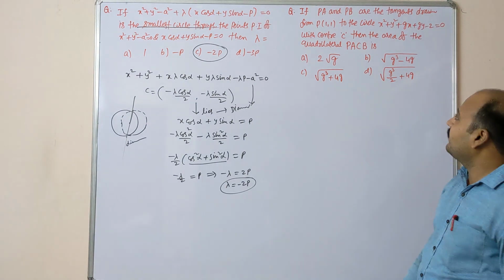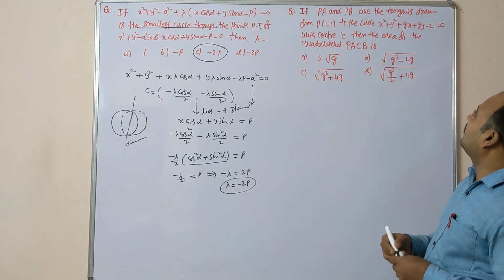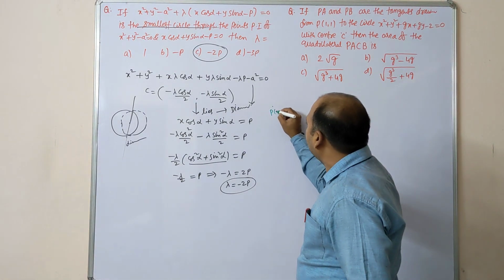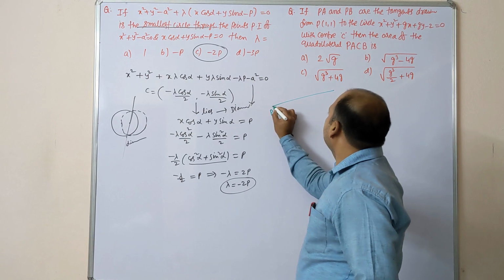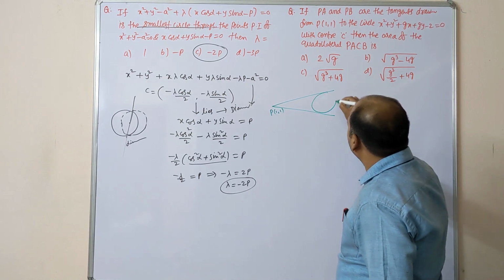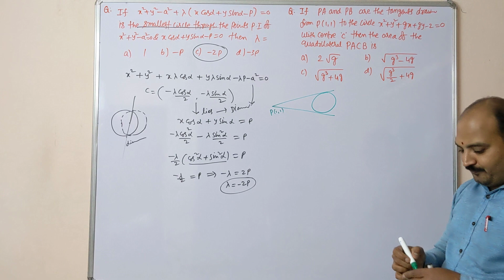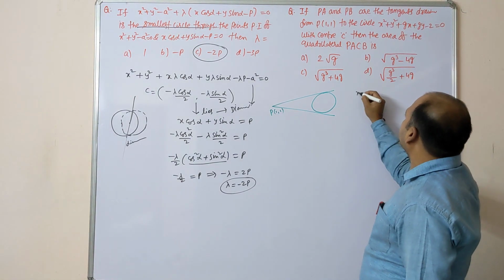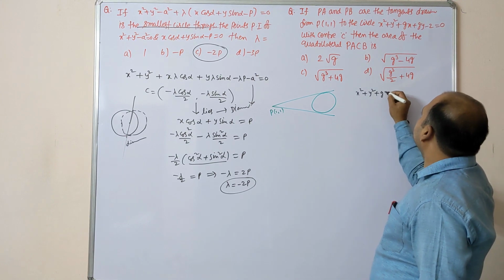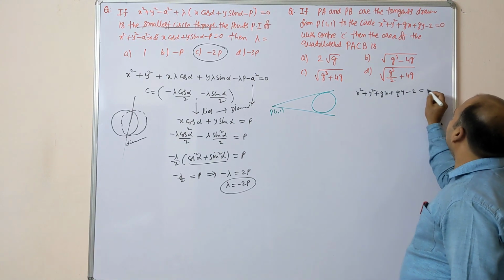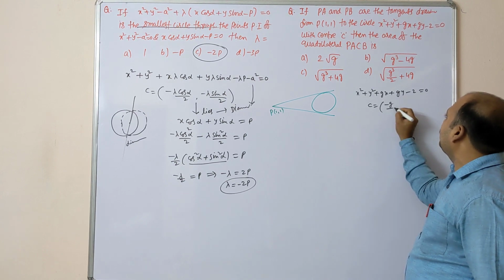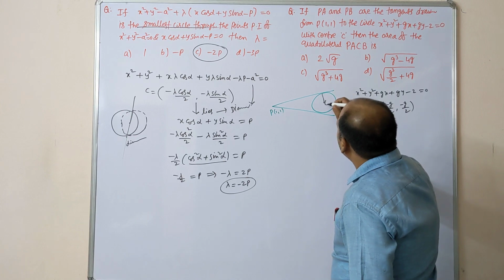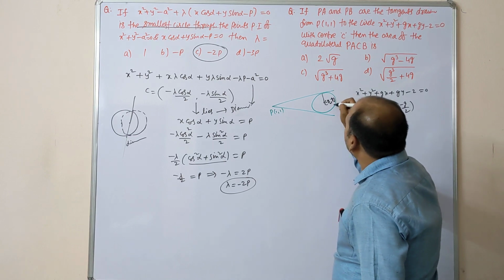Now come to another question. If PA and PB are the tangents drawn through the point P of 1, 1. So P is here 1, 1. These are the tangents to the circle whose equation is x square plus y square plus gx plus gy minus 2 equal to 0. Center is what? Minus g by 2, minus f by 2. So center is minus g by 2, minus g by 2.